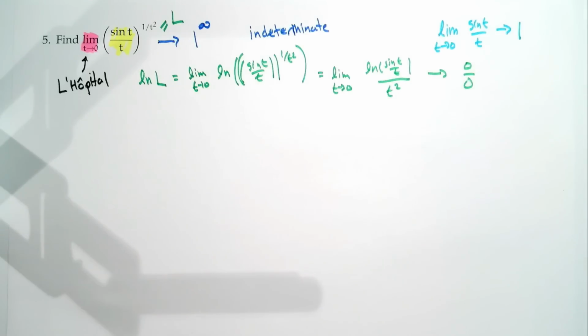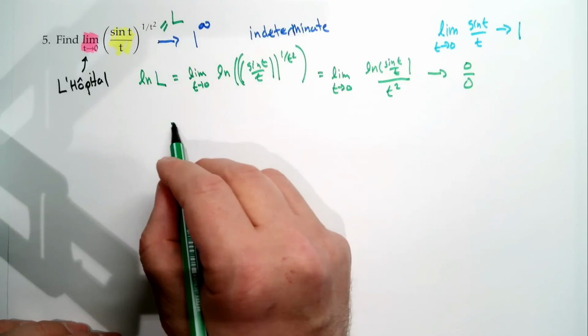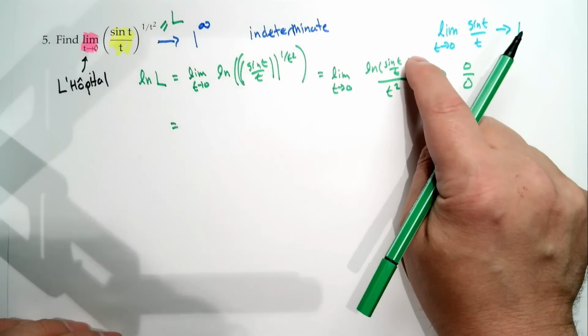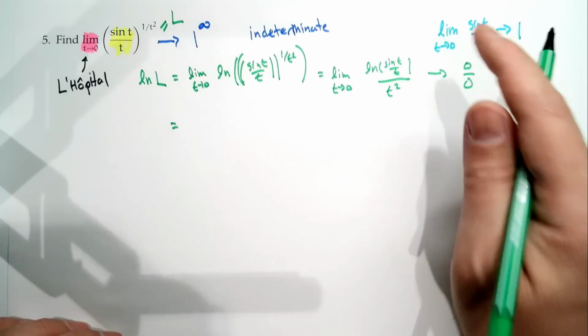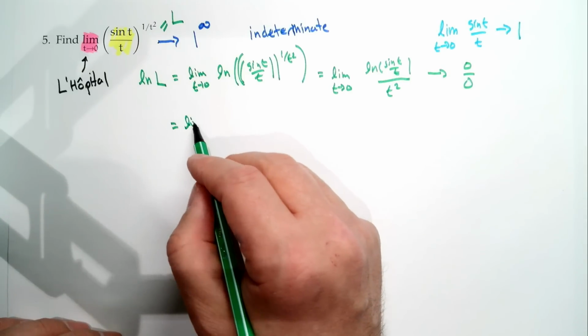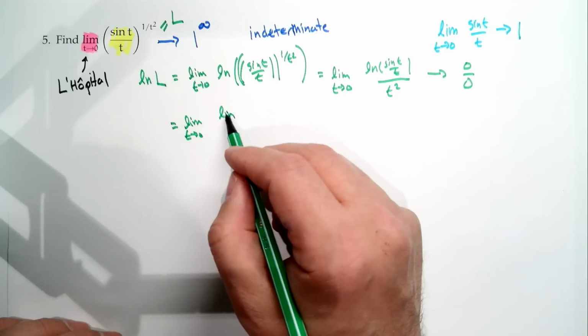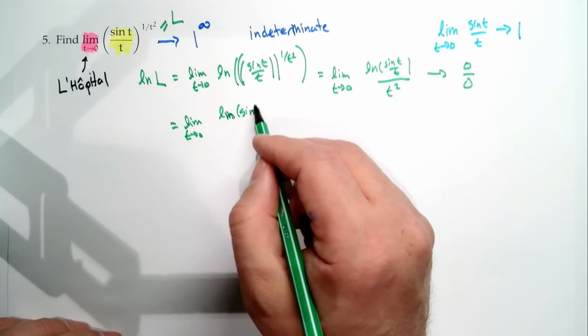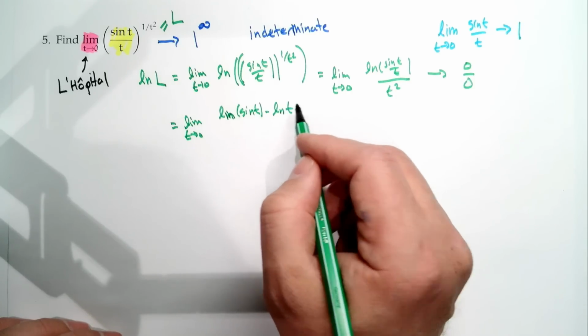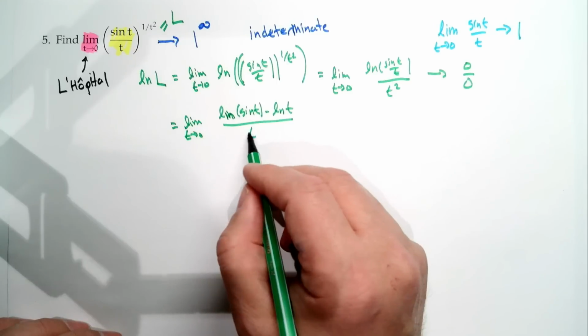Because we already know that sine t over t goes to 1, and log of 1 is 0. So that means we can apply L'Hopital. But before we apply it, whenever I see a log of a division, before I do anything with our derivatives, I'm going to first simplify it by breaking it up. So log of sine t minus log t over t squared.